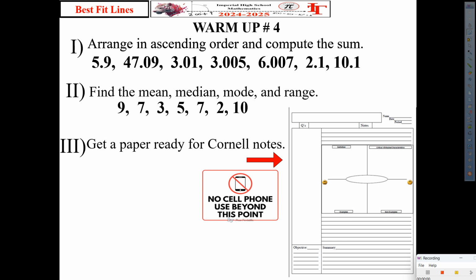Again, good morning, everyone, and welcome back to another exciting day in mathematics. Warm-up number 4 should be on your screen. Let's get started, please. It's only a couple of problems, and for number 3, it says to set up a Cornell note. Make sure it looks like the one in the picture as soon as you log in. I'll give you some time for that.